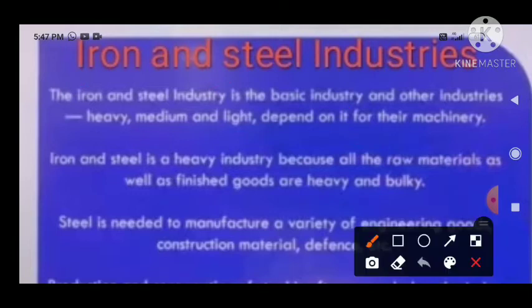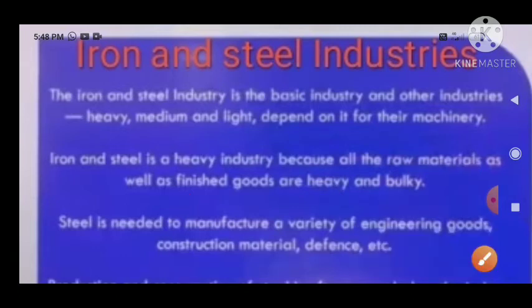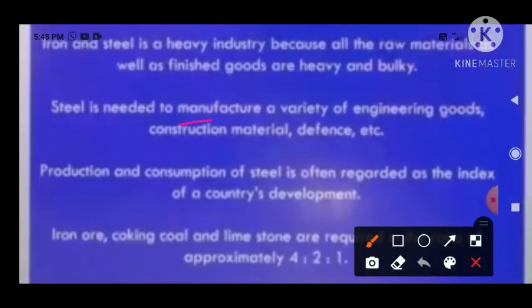Iron and steel is a heavy industry because all raw materials as well as finished goods are heavy and bulky. We know that iron and steel are very bulky solids, so their raw materials are also very bulky, and the finished goods are also very heavy and bulky. Steel is needed to manufacture a variety of engineering goods, construction material, defense, etc. So in the manufacture of steel, the finance required is very high.